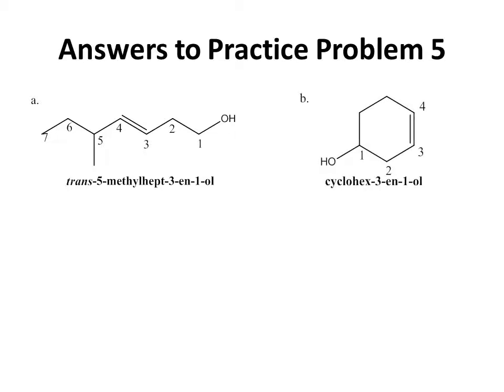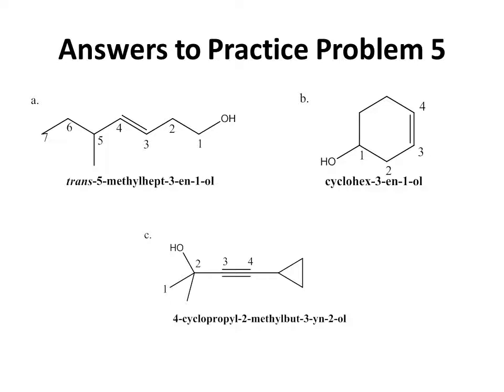In part B, we have a ring. It's got 6 carbons. Position 1 again would be for the alcohol. Position 3 is for the carbon-carbon double bond. So prefix here is cyclo for the ring. Cyclohex-3-en-1-ol.